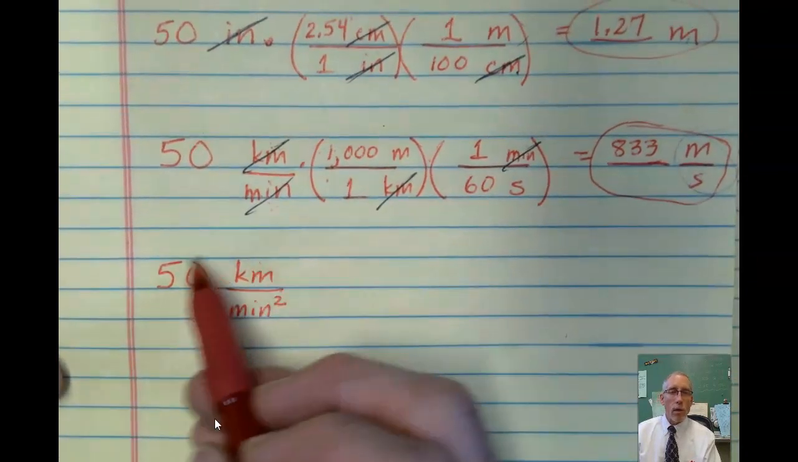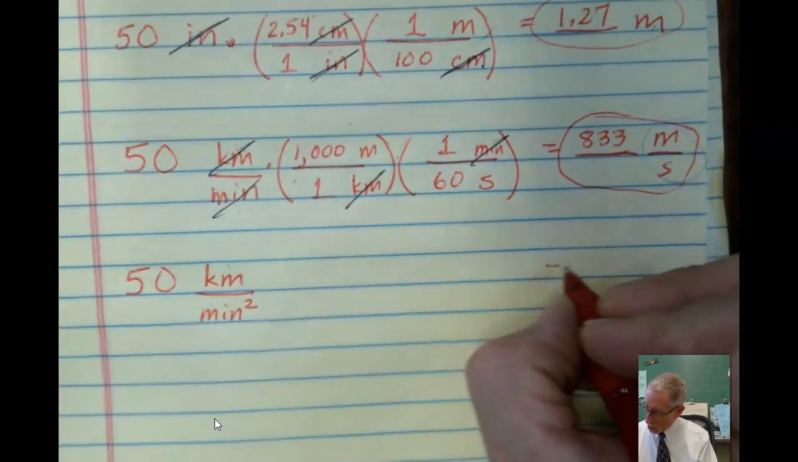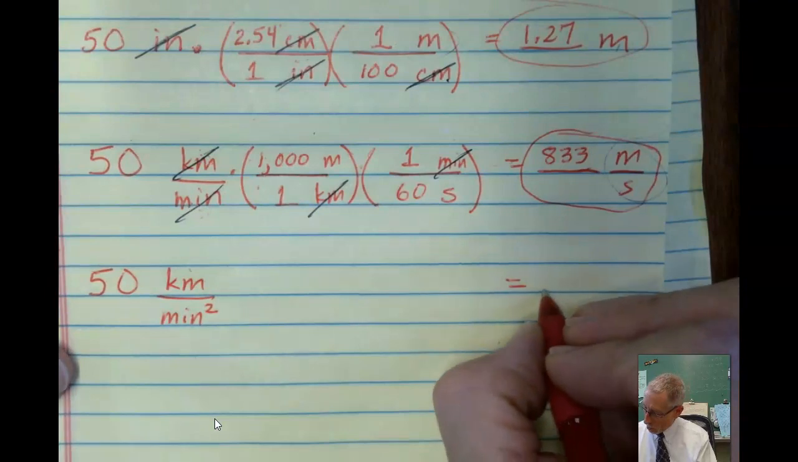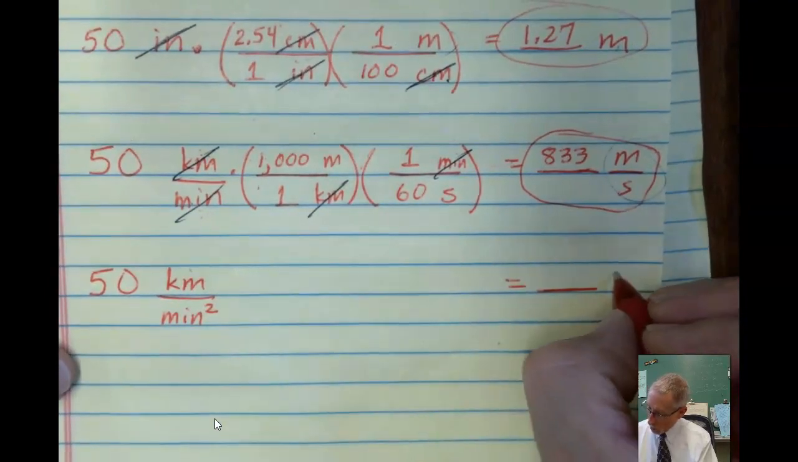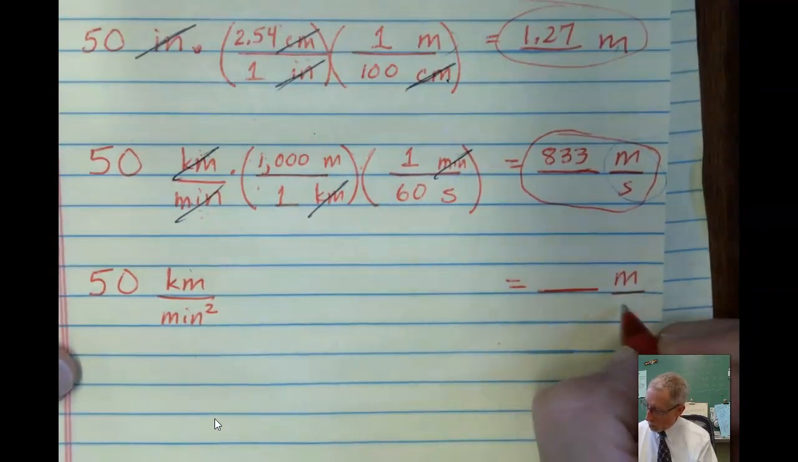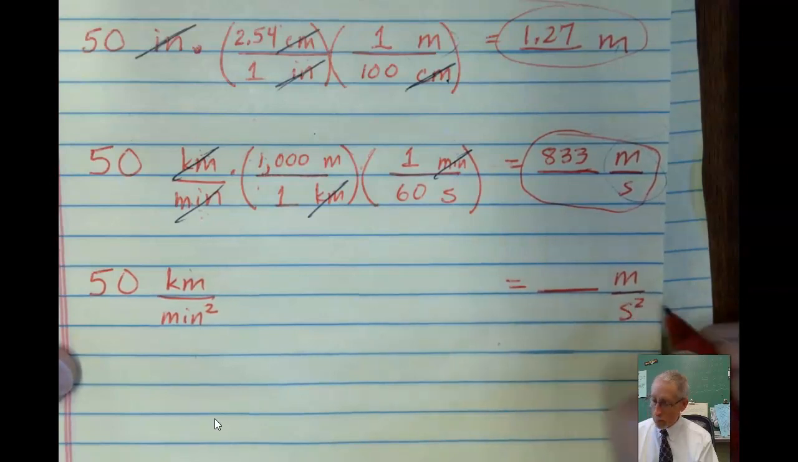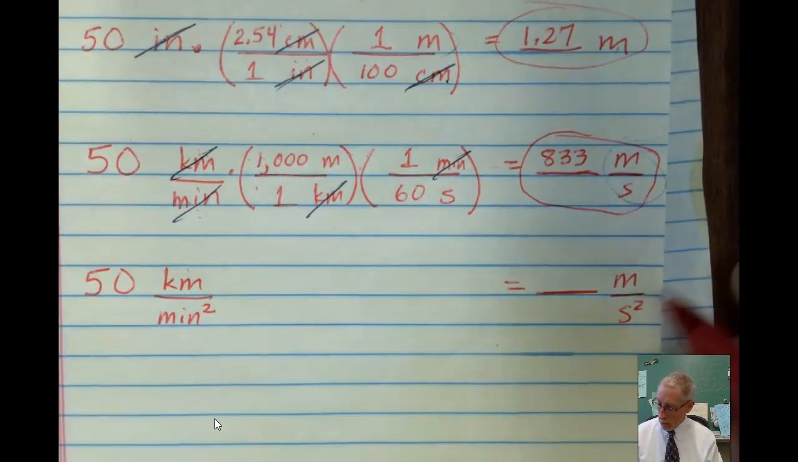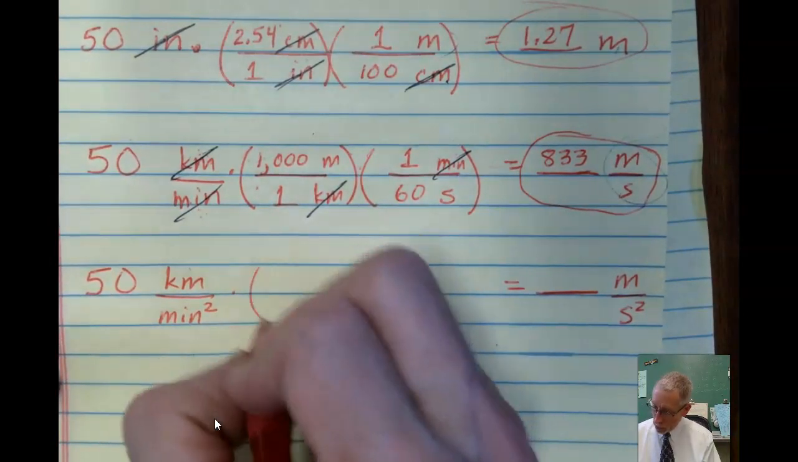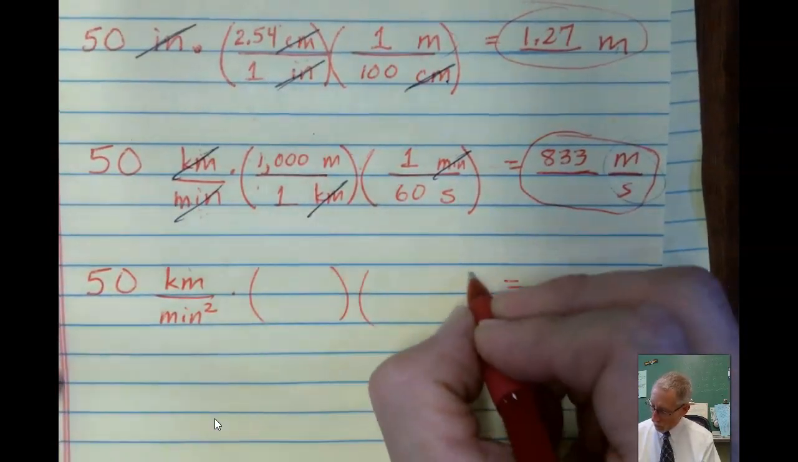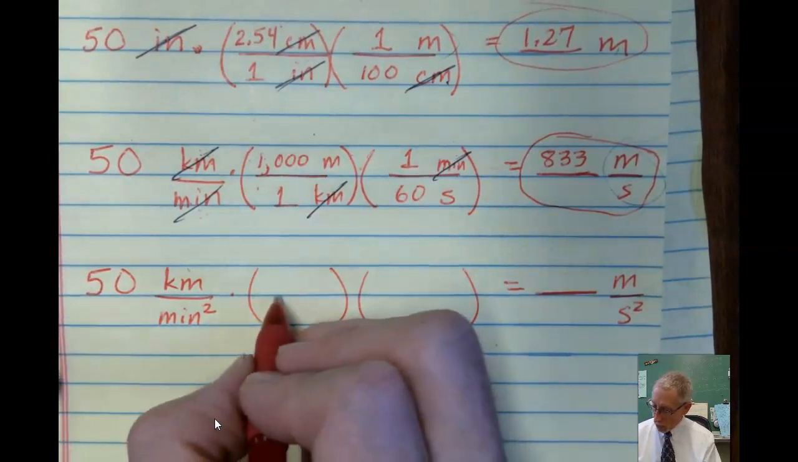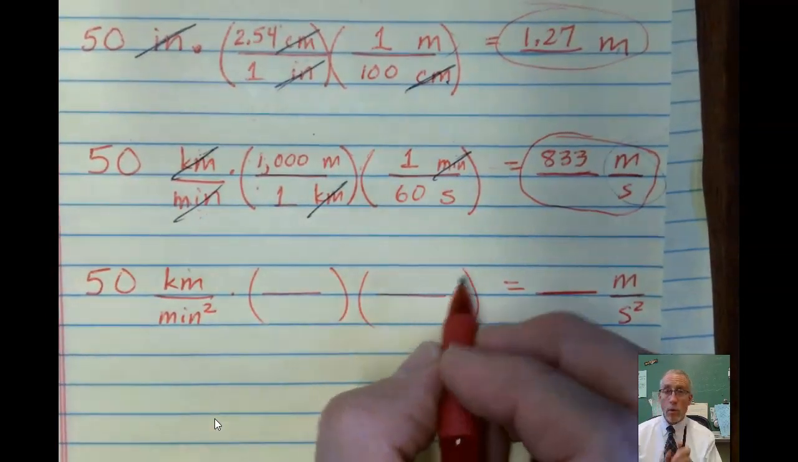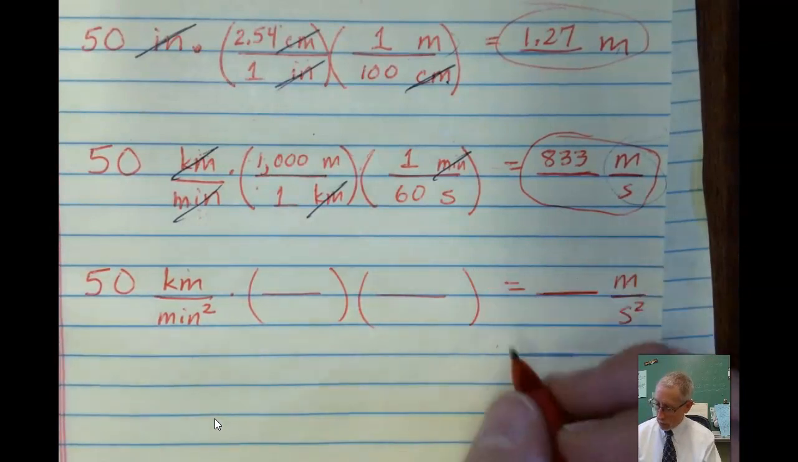Everything about this conversion is the same as the one above it, except for one little step. We're going to change this into meters per second squared. That's a distance unit divided by a time unit squared. I'm still going to use these two conversion factors. And in fact, those conversion factors will be almost identical. I'll show you when we make the little switch.